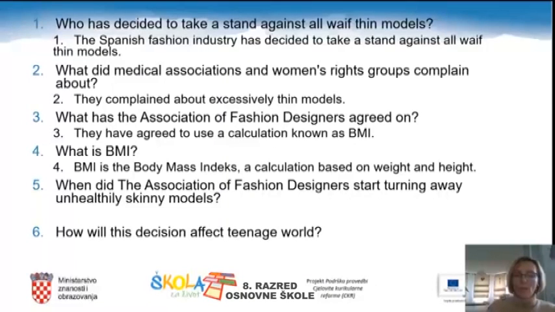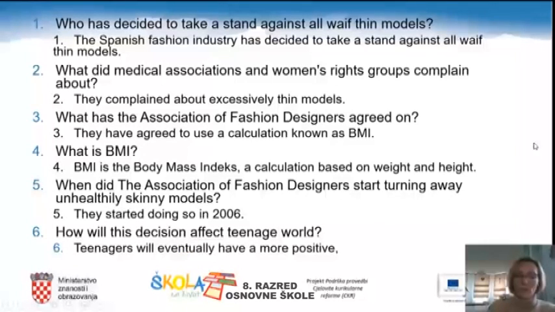When did the Association of Fashion Designers start turning away unhealthily skinny models? They started doing so in 2006. How will this decision affect the teenage world? Teenagers will eventually have a more positive, healthy image of beauty to follow.